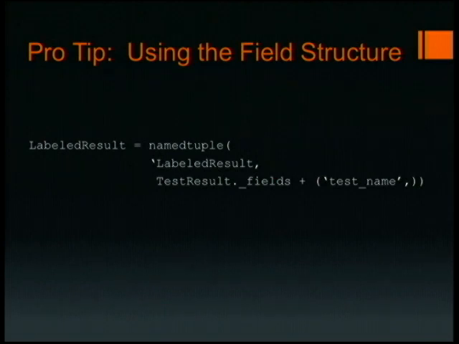So let's say we already have the test result. I don't have to go back in and type its field names again. I say test result dot fields and then add on a new one, test name, and I've created a new namedtuple category called a labeled result. So I've gone from test result to a labeled result, one that has an additional named field.